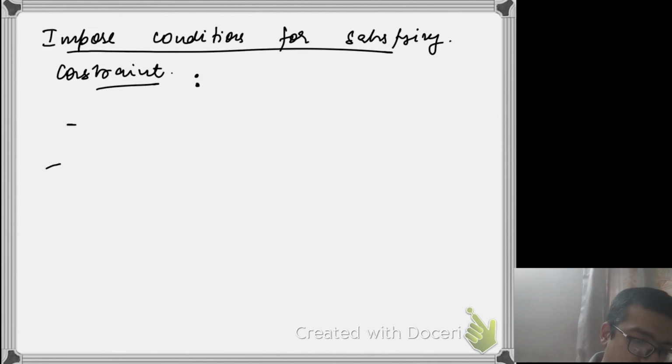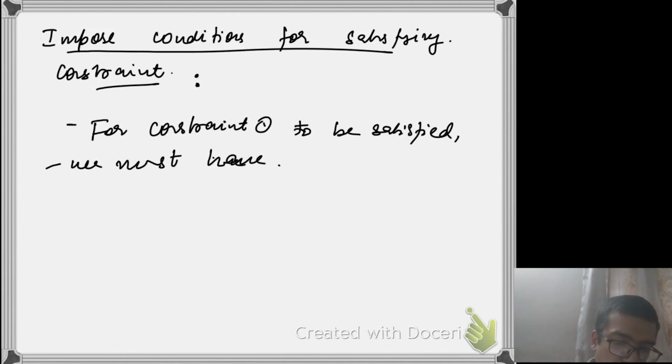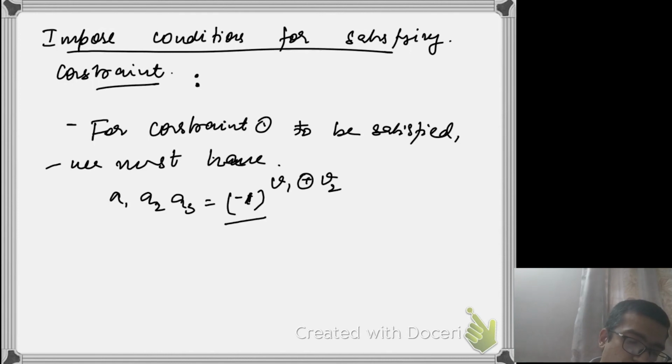So firstly, for constraint 1 to be satisfied, we must have that the three outputs which Alice is going to produce, A1, A2, A3, and since these outputs are all -1, 1 valued, their product should be equal to -1 to the power of V1 XOR V2 XOR V3, right? Which must be 1 with probability 1, right?